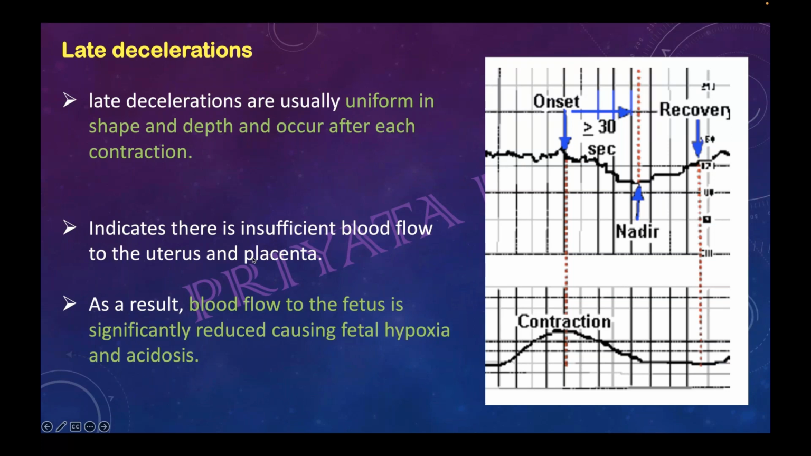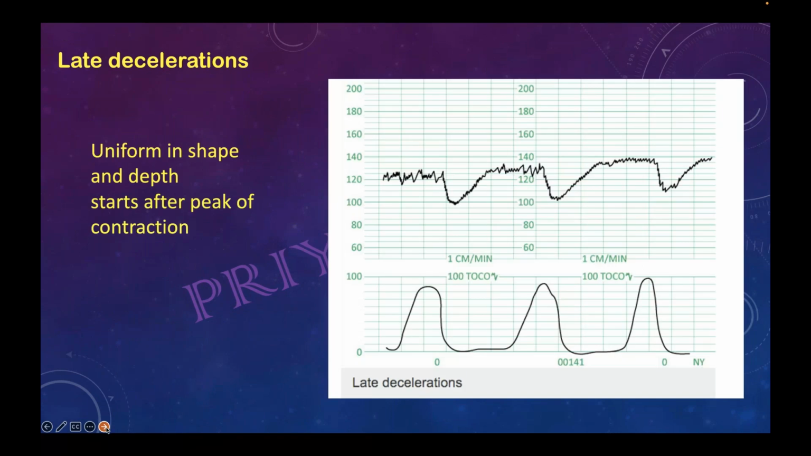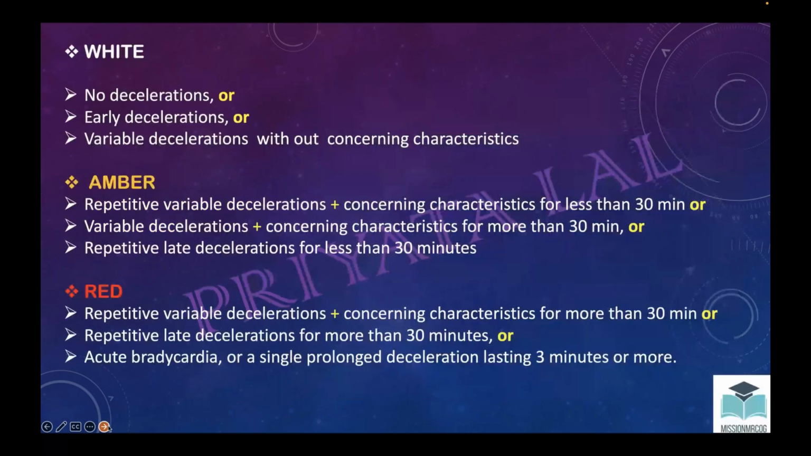So now these are the contractions you can see. Here is the peak, and the deceleration is starting after the peak. You can see they are uniform in shape and size, the same, three contractions, three decelerations, all starting after the peak. So these are late decelerations. Now, this was very difficult in the previous guideline, but I find this new guideline is better.